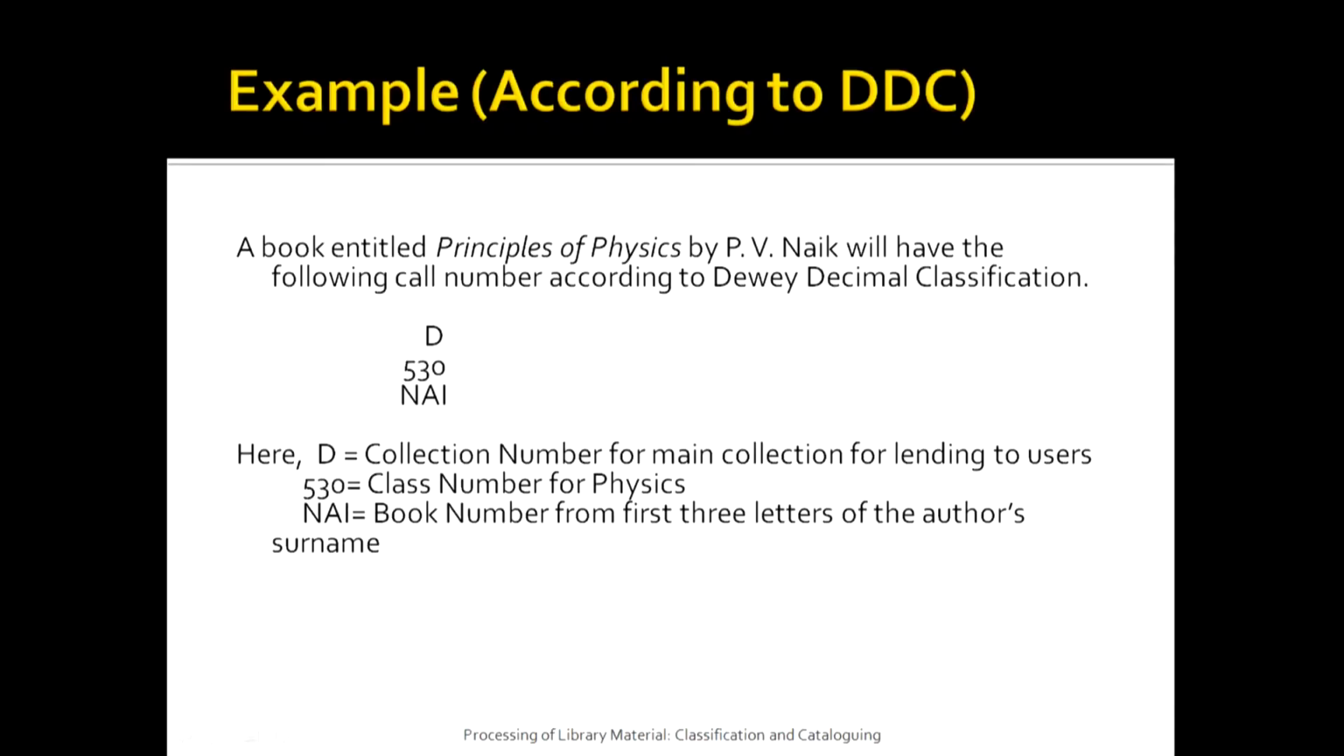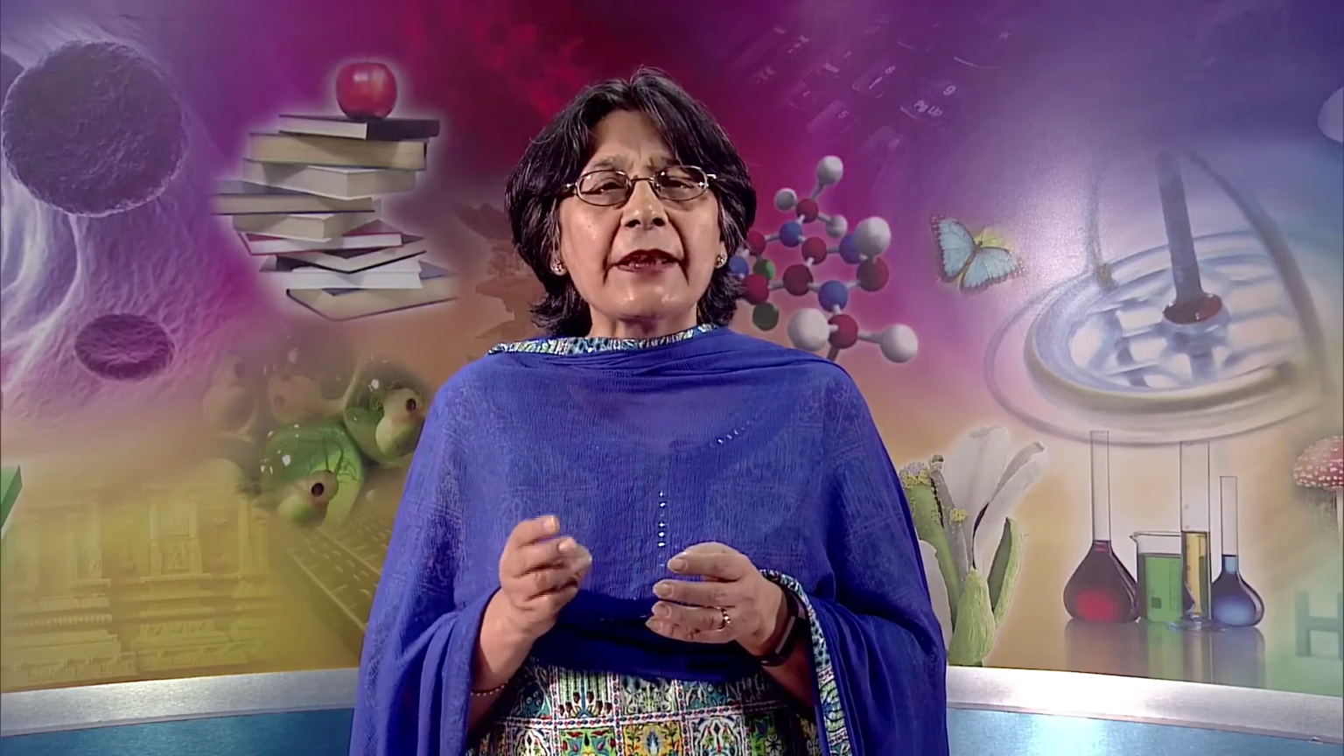Let's take a look at an example according to Dewey Decimal Classification. A book entitled Principles of Physics by the author P.V. Naik will have the following call number according to Dewey Decimal Classification. It will be D 530 NAI. Here D stands for collection number for main collection for users of the library, that can be books that can be lent to the users. Then 530 is the class number for the subject physics, and lastly NAI, that is the book number from the first 3 letters of the author's surname Naik. In many cases the book number could also be according to the year of publication.